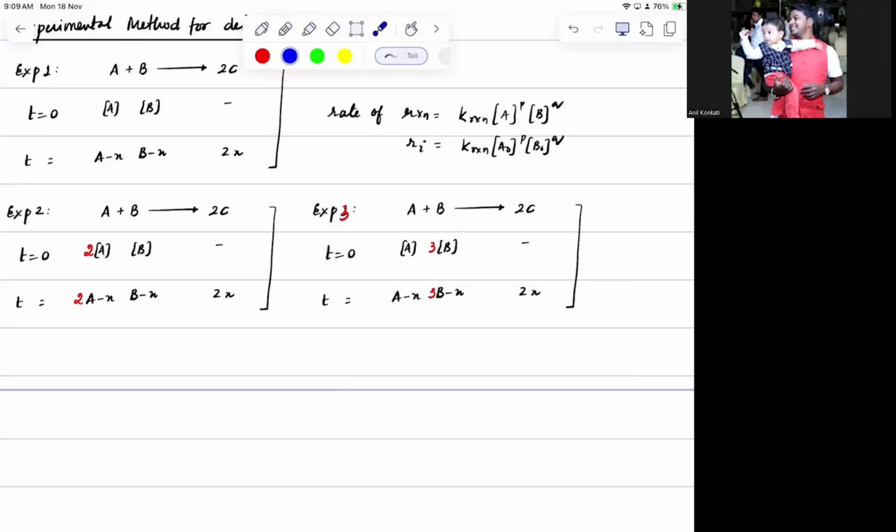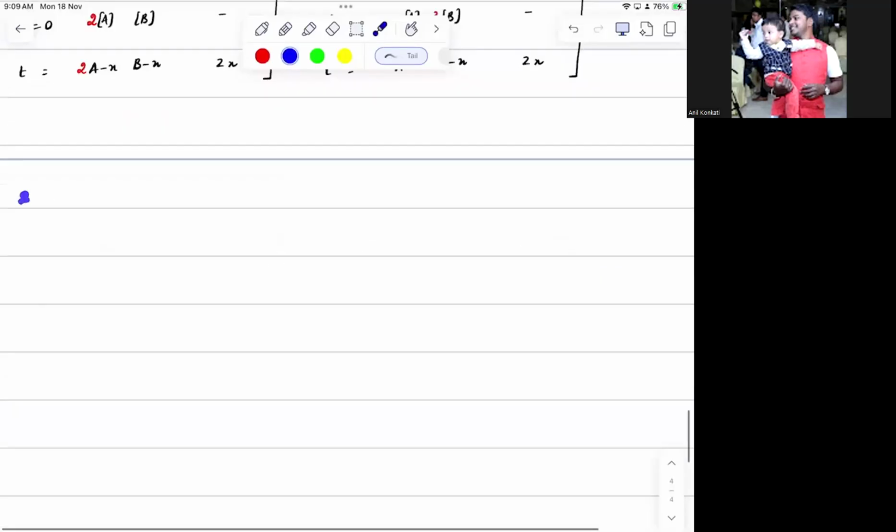Next, let us see if you have to calculate the order of the reaction. Clear? What is the other method? Second method.